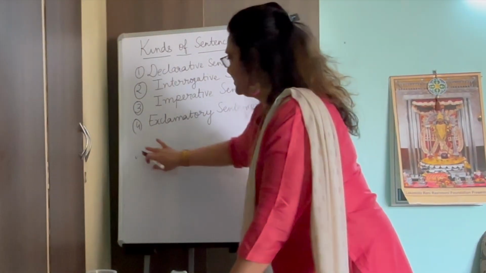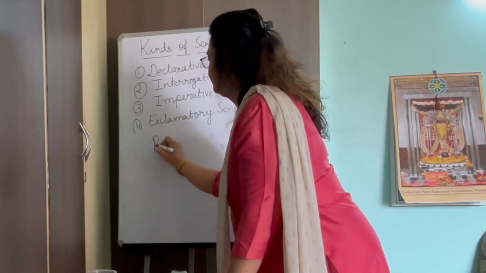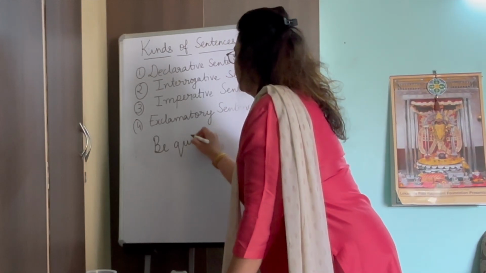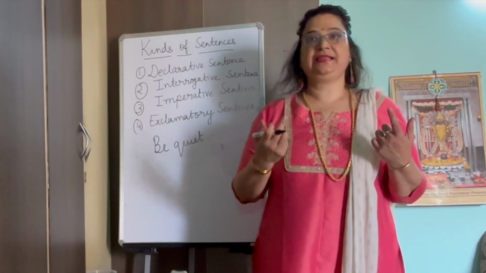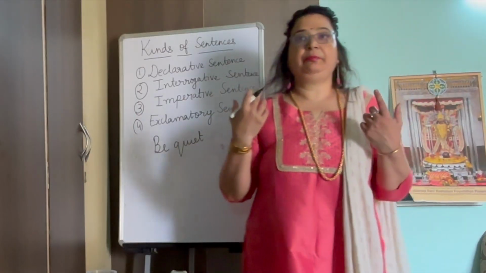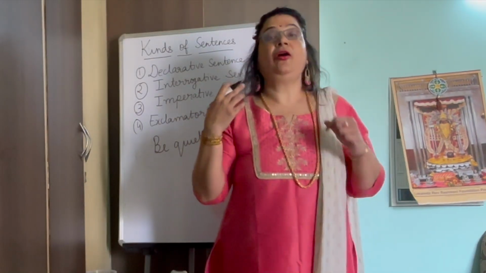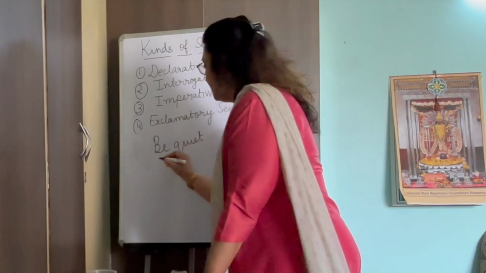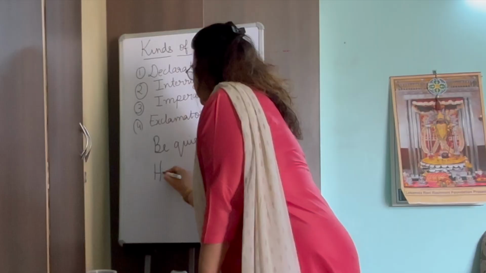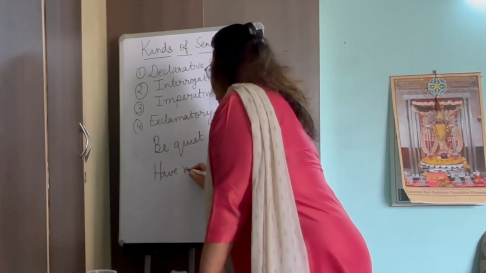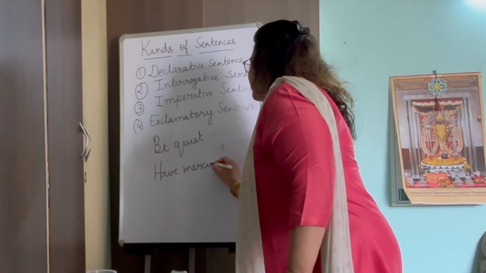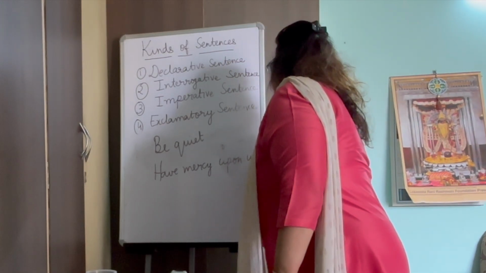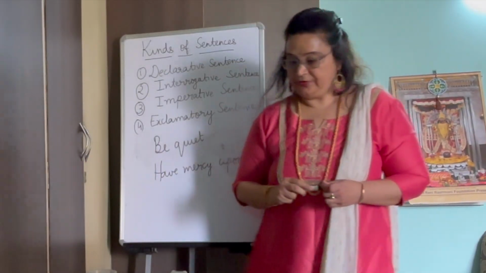Be quiet. You are saying directly to a person, you are telling, or you are ordering, be quiet. Have mercy upon us. These two sentences are imperative sentences. Have mercy upon us.